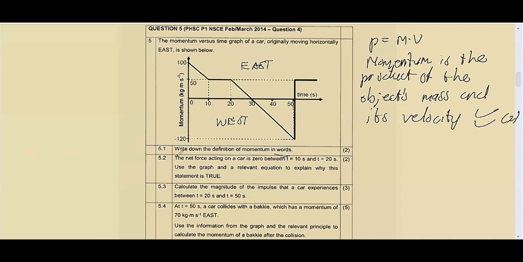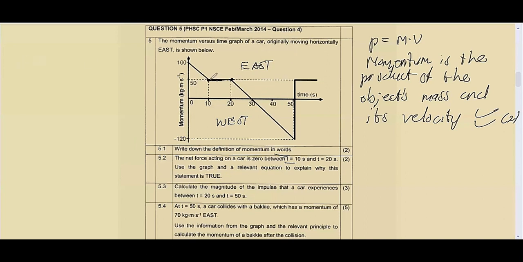Then 5.2 says the net force acting on a car is 0 between t equals 10 seconds and t equals 20 seconds. Use the graph and the relevant equation to explain why this statement is true. Now, looking at time t equals 10 to t equals 20, we can see that our graph here is constant. So it is just horizontal like that, which indicates that our momentum is constant.